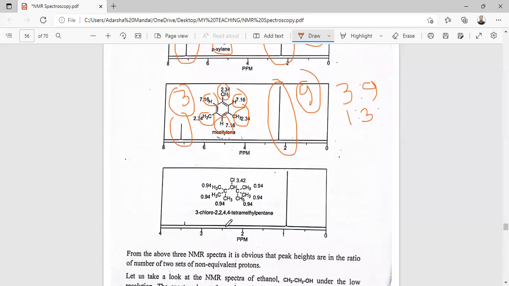Another example is the 3-chloro-2,2,4,4-tetramethylpentane. So here there are a total of 2 sets of protons. All these CH3 groups are equivalent. So here 3, 3, 6, 9, and here 9, a total of 18 protons, and here a total of 1 proton. These 18 protons come at 0.994, and this methine proton comes at 3.4. So here the ratio is 1 to 18.